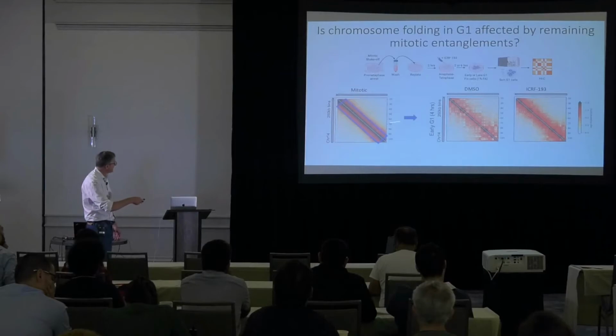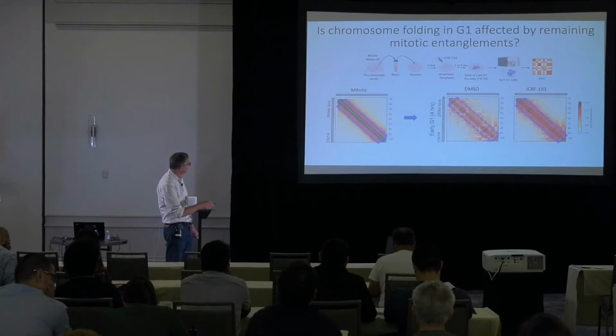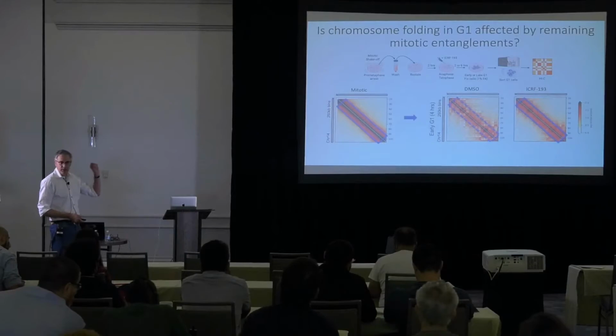In a normal mitotic exit, those enriched mitotic interactions are lost quite efficiently, and you form this beautiful checkerboard. However, that is topo 2 dependent. If you block topo 2, you have this memory of this mitotic state you can't resolve, and we think this is due to the remaining topological entanglements.